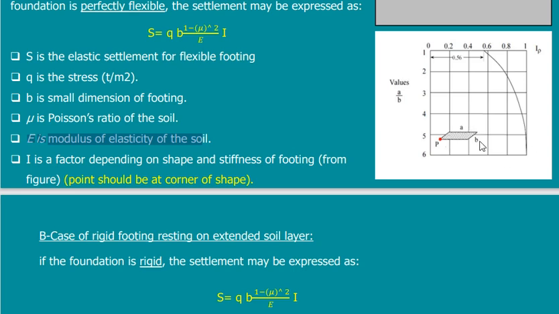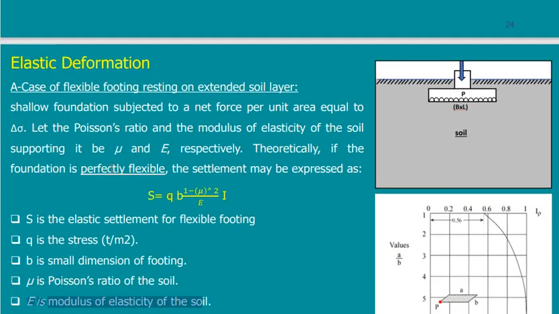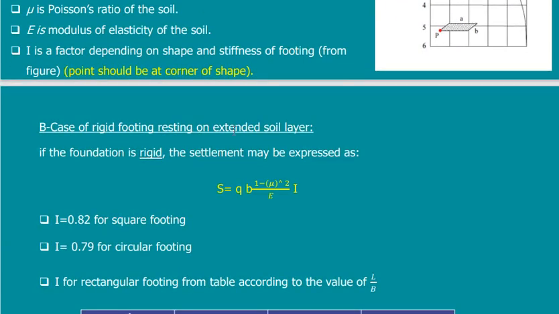I know what A and B of my footing are. I calculate the value of A divided by B. I just go horizontally, cross this line at a point, and then get IP, which is the value of I that I'm going to use here in case of flexible footings.